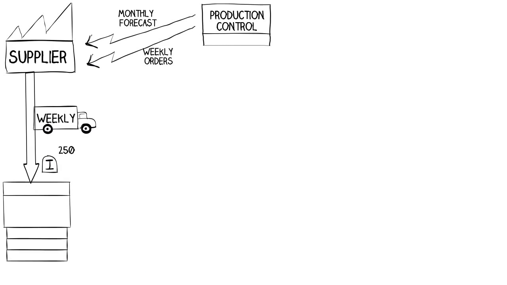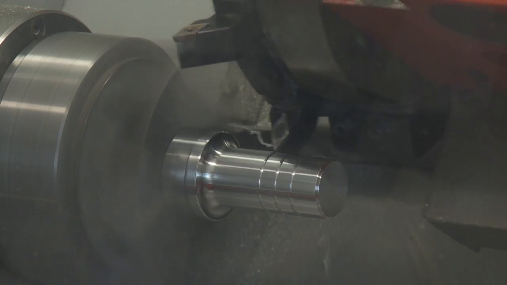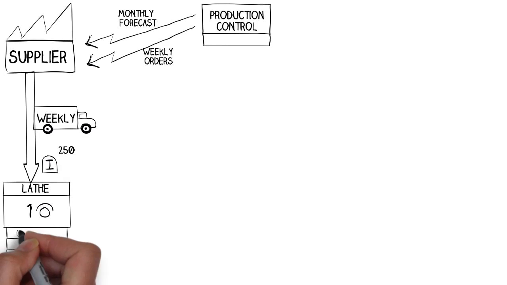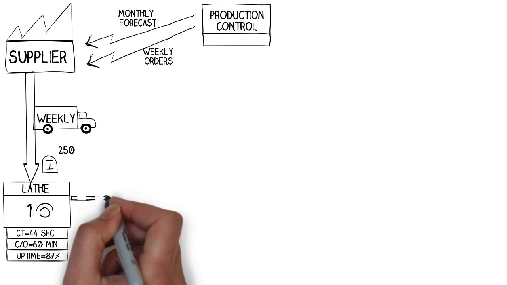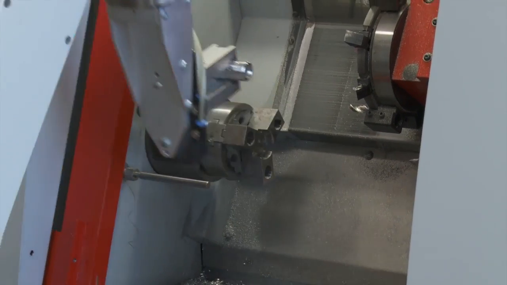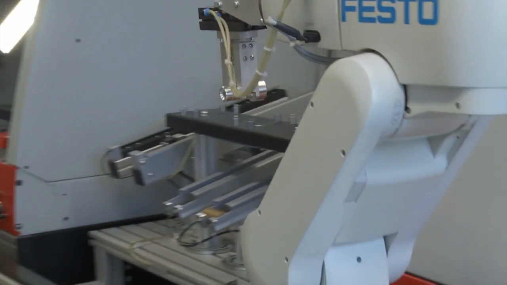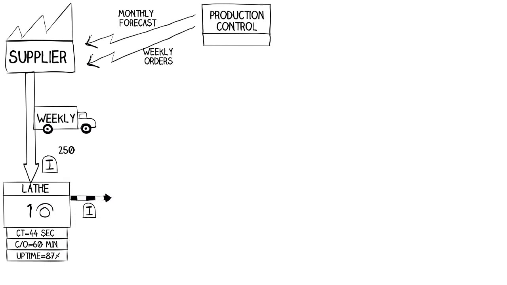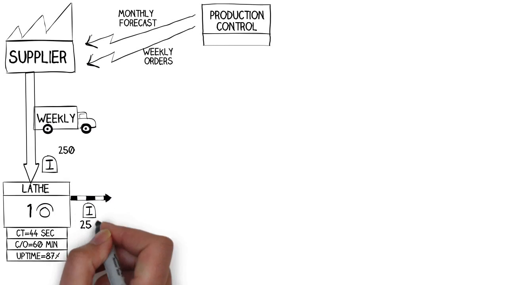So the first station that we stop at is the lathe, and it shows here in the value stream map that we have one person operating the lathe. As the part comes out of the lathe, we take the cycle time, the changeover time, and the uptime. The part then goes on from the lathe into the milling machine, and we map that. Then the inventory between the lathe and the milling machine is 250 pieces.